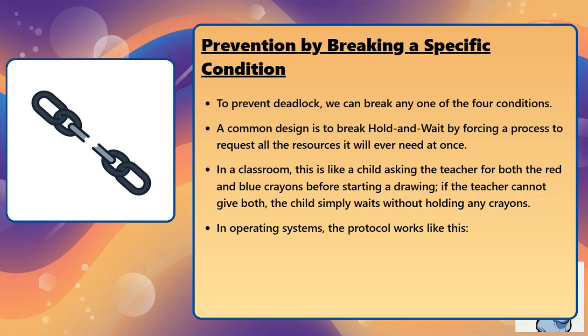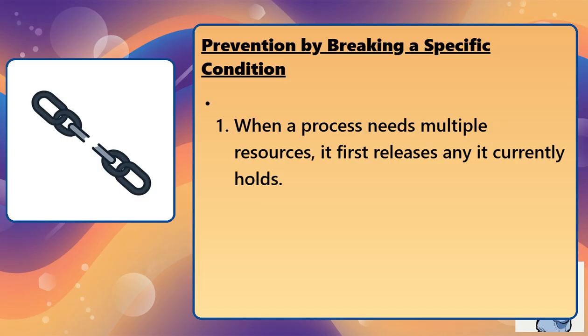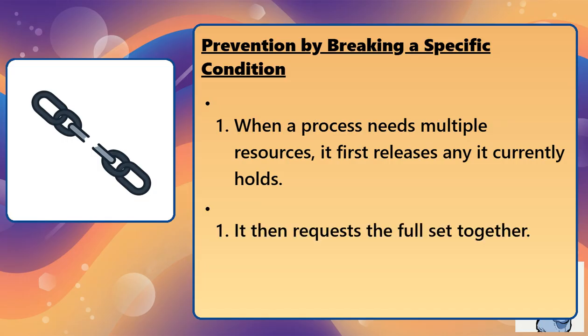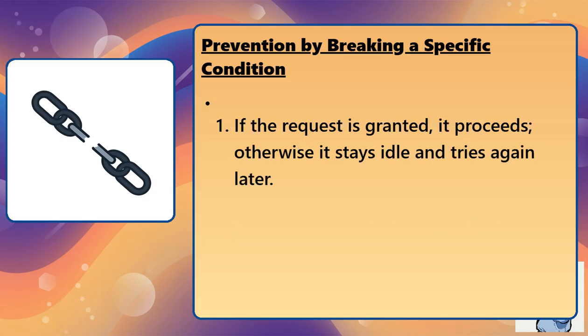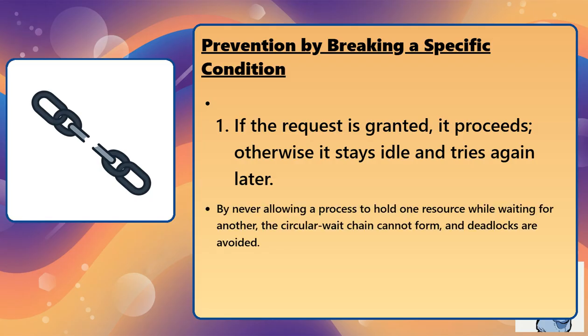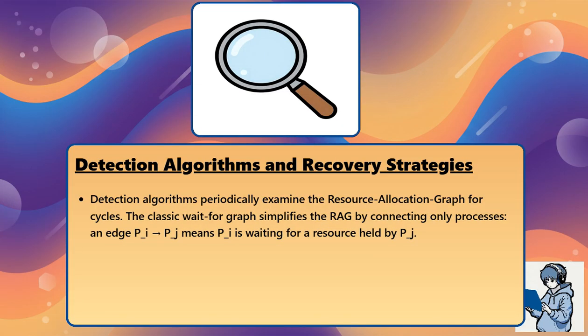In operating systems, the protocol works like this. 1. When a process needs multiple resources, it first releases any it currently holds. 2. It then requests the full set together. 3. If the request is granted, it proceeds. Otherwise, it stays idle and tries again later. By never allowing a process to hold one resource while waiting for another, the circular wait chain cannot form and deadlocks are avoided. Detection algorithms periodically examine the resource allocation graph for cycles.